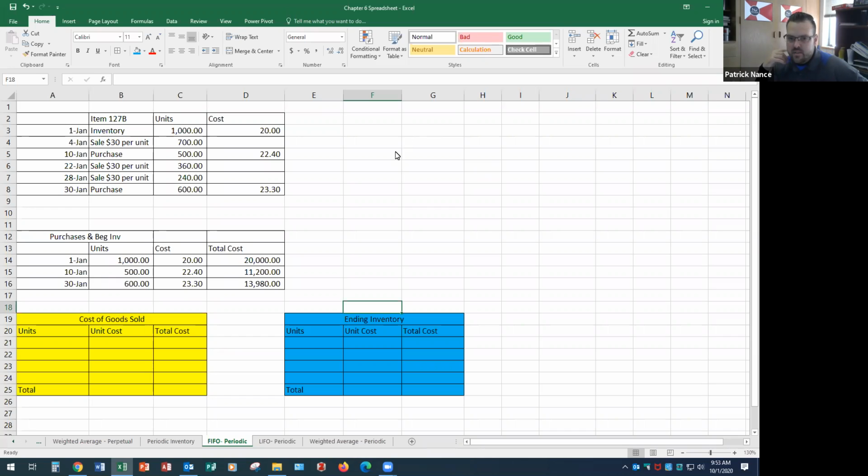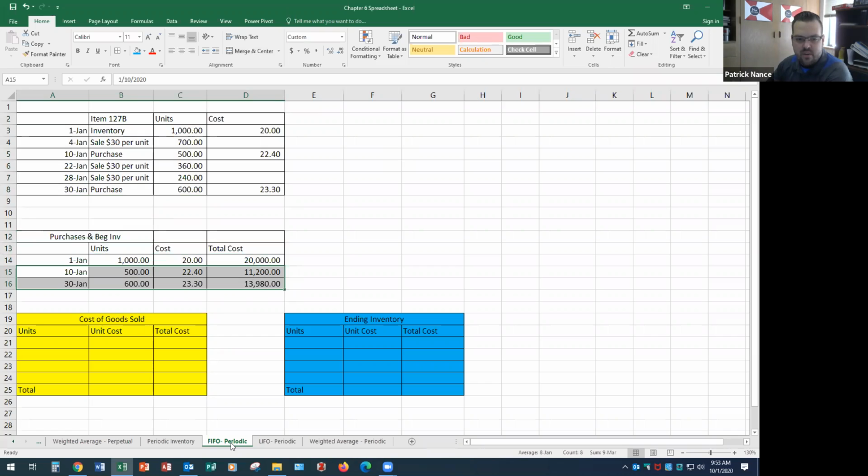So what they're doing in this problem is figuring out their cost of goods sold and their ending inventory at the end of the month based on everything that happened during that month. They're not doing it as they go, they're doing it all at once. This simplifies things in some ways, but we'll see if that feels that way to you as well. This is the same information we had for the last 3 problems, but I pulled out just the purchases and beginning inventory, because that's a good starting point. This is everything we started with, and everything we purchased during January.